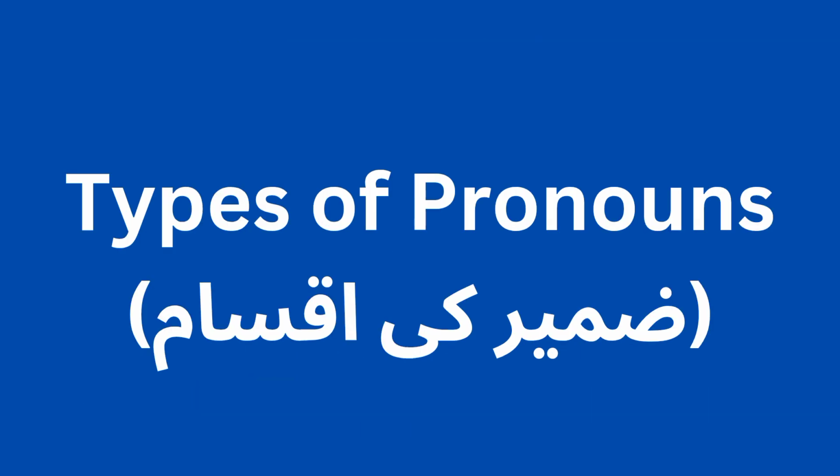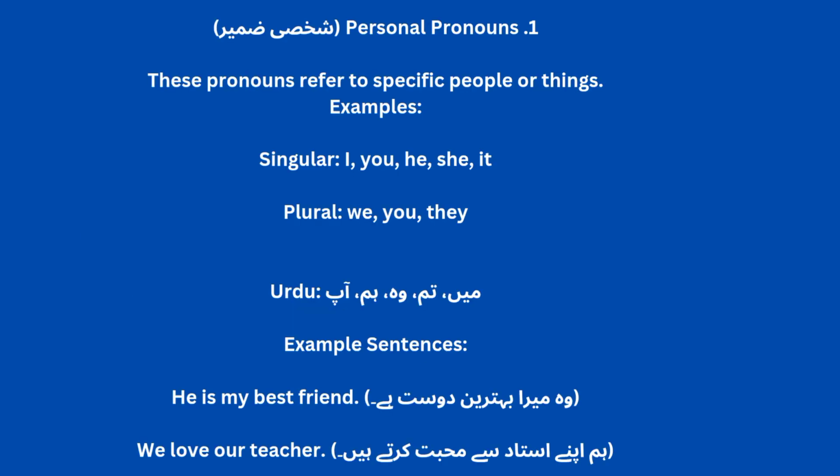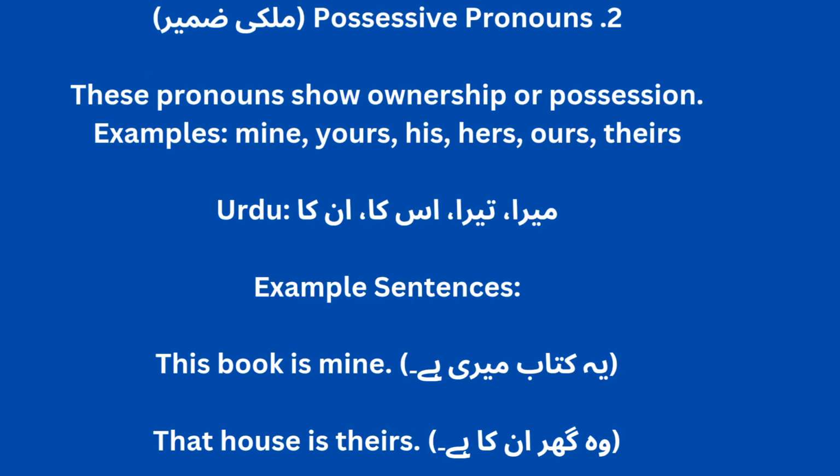Types of pronouns. Personal pronouns. These pronouns refer to specific people or things. Examples: singular, I, you, he, she, it. Plural, we, you, they. Example sentences: He is my best friend. We love our teacher.